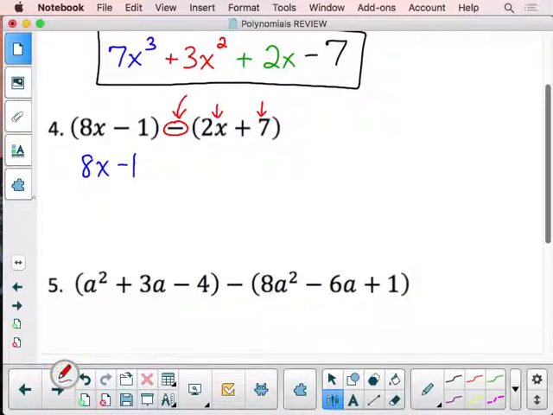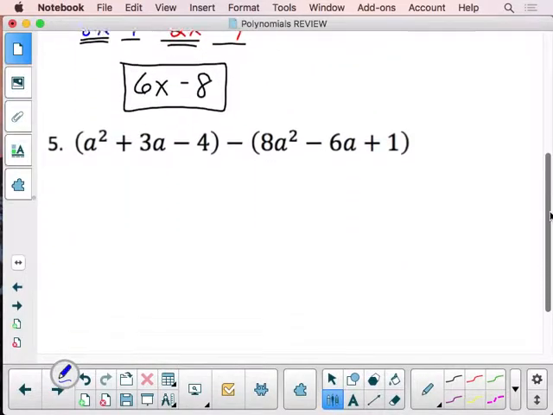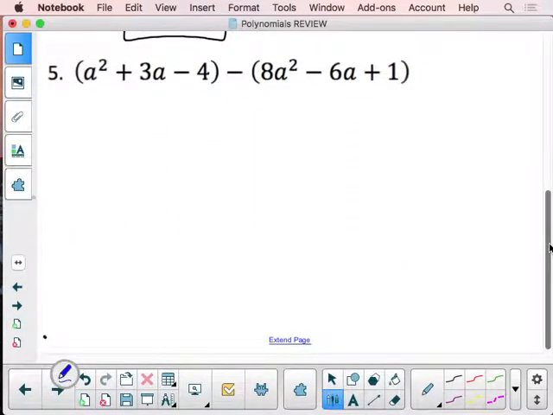Those don't change, but we do have a minus 2x, and pay attention, and I'm subtracting that 7, it becomes a minus 7. So when we combine terms, 8x minus 2x, we get 6x, and negative 1 minus 7 is negative 8. So that's going to be our solution there. Be very careful. Make sure you subtract everything inside that second quantity. Now that applies again here to number 5, the last problem in this video.